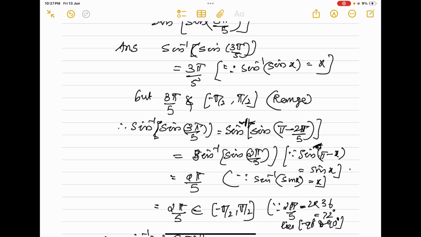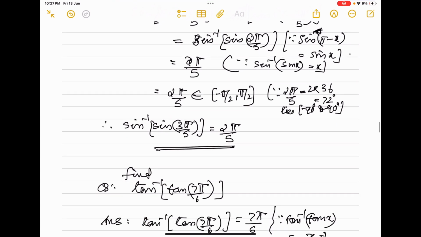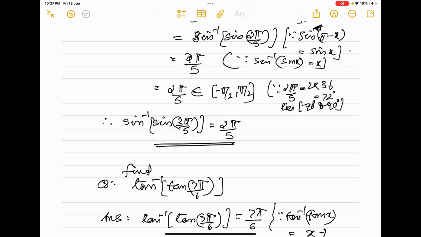That is sin inverse sin 2 pi by 5, that's equal to 2 pi by 5. 2 pi by 5 belongs to negative pi by 2, pi by 2. How can we find out? 2 pi by 5 is 2 into 180 by 5, that is 2 into 36, that's equal to 72. This 72 lies between negative 90 and 90. So sin inverse sin 3 pi by 5 equal to 2 pi by 5. These questions are very important.